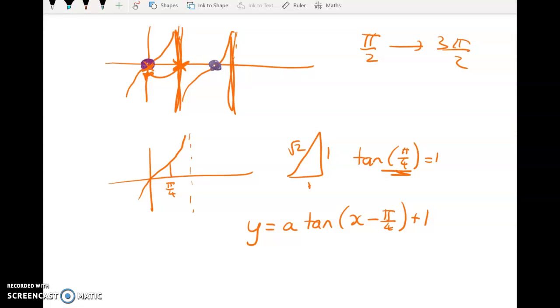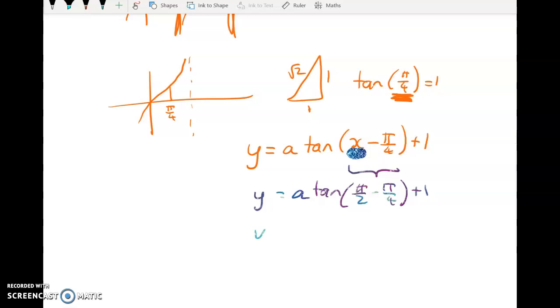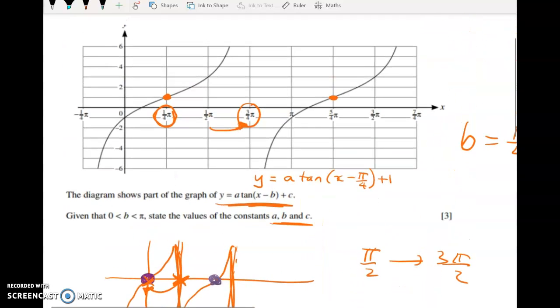If I want to figure out the special value point here, I'm going to put x of pi on 2 in here, so that this whole thing becomes pi on 4. So y is equal to a tan of pi on 2 minus pi on 4, plus 1. So y is equal to a times 1 plus 1. Let's see what our value is here. If there's a scale factor of 1, then we should be seeing that we're at 2, but we're not. We're up here at 3.